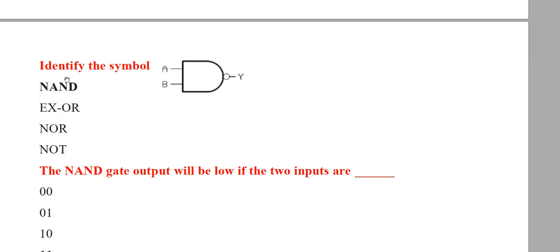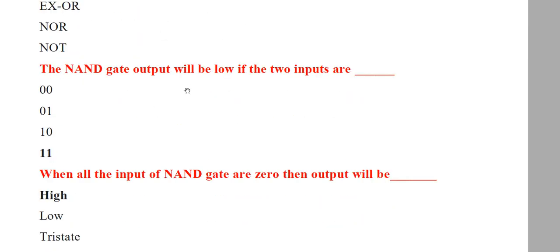Yes. Identify the symbol. Which kind of symbol? Of course this is an AND gate, but you can also see the bubble. So this becomes a NAND gate. So this is the symbol for NAND gate. Yes. The NAND gate output will be low if both inputs are high. So NAND gate means NOT plus AND. So whatever the truth table of AND, we have to invert it, we have to complement it, we have to negate it.